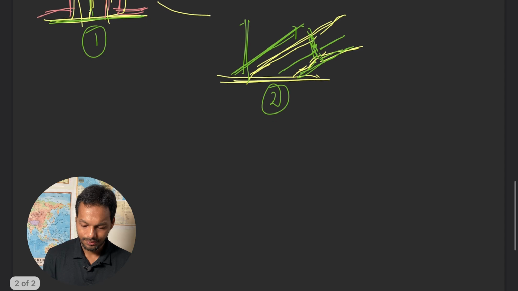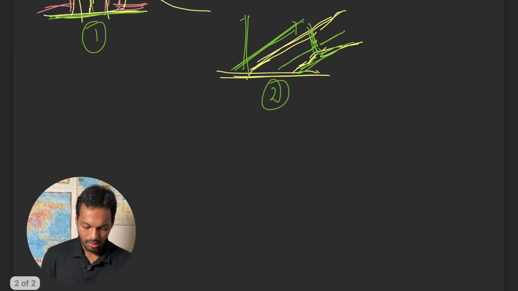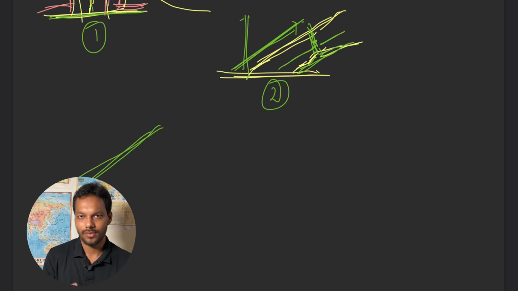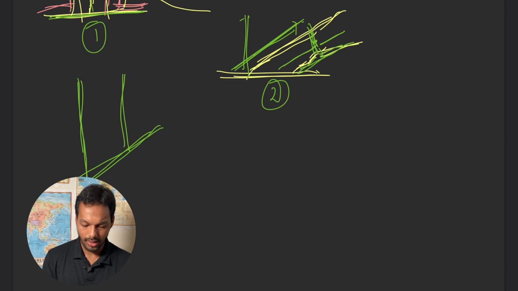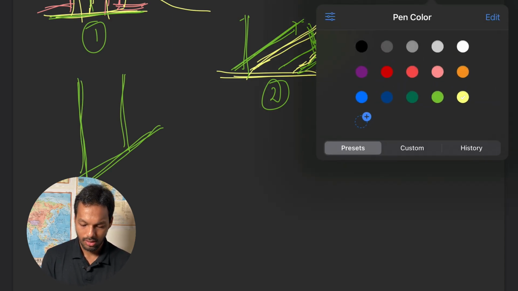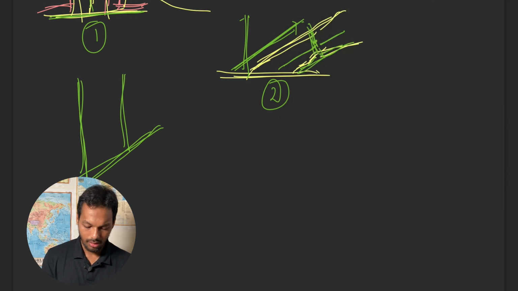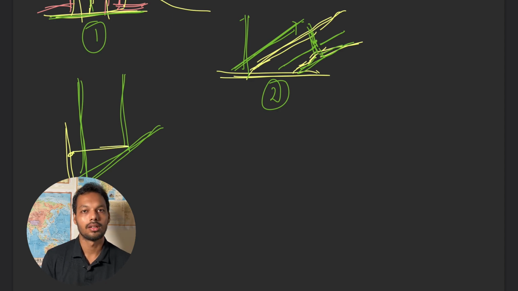Then let's say the ground itself is sloping, like a hilly area, and the tree is vertically arranged. Then how to take the DBH? You cannot take the DBH from this side, because the DBH falls here, touching the ground level. That wood is of no use. So the DBH in this case is measured at the uphill side.